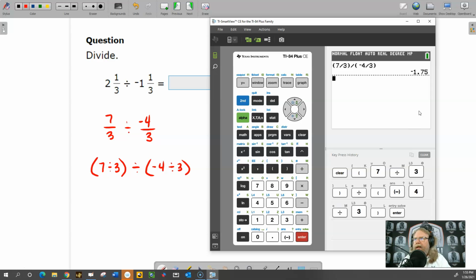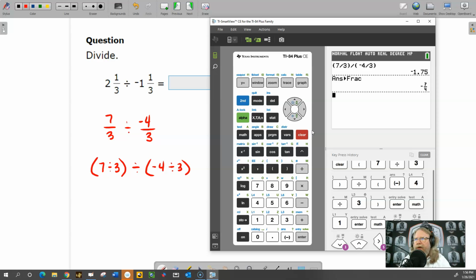-1.75. Now, what if you wanted that as an improper fraction? Well, you could go to your math menu and hit fraction. You'd say take the answer, make it a fraction, and you could have it as an improper fraction, -7/4. Now, I'm not sure, but I believe some calculators, this particular calculator at least I know, can turn it into a mixed number for you.